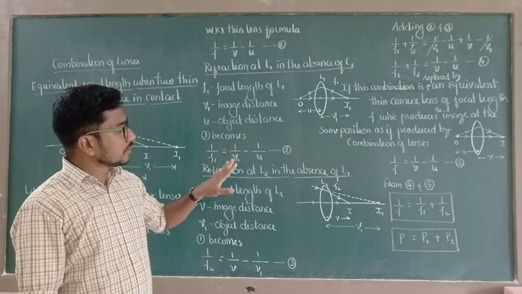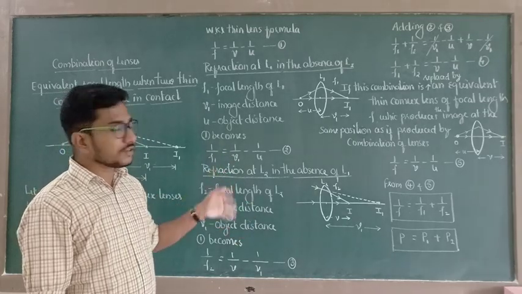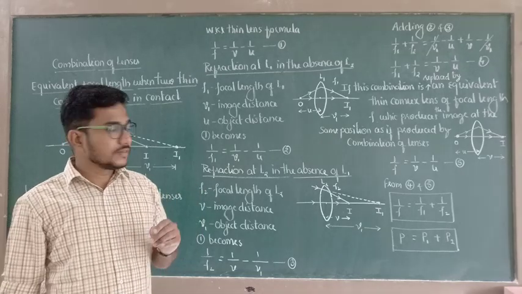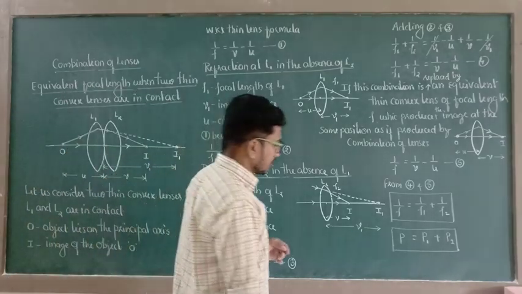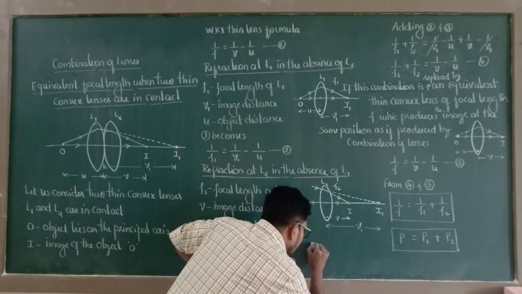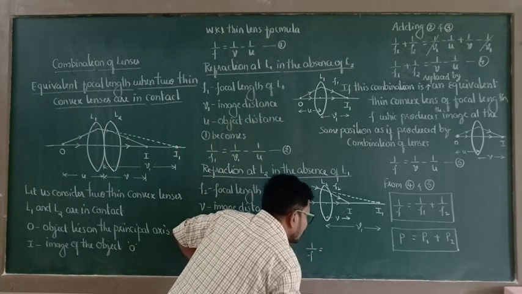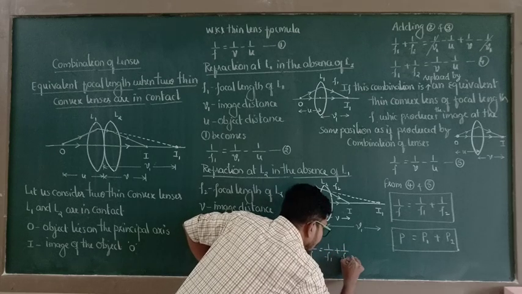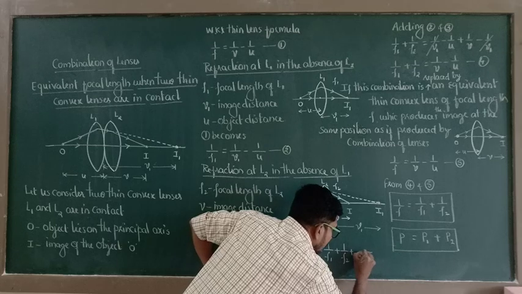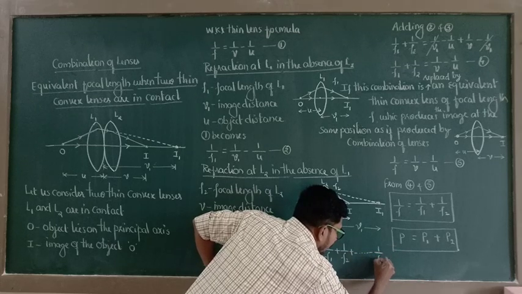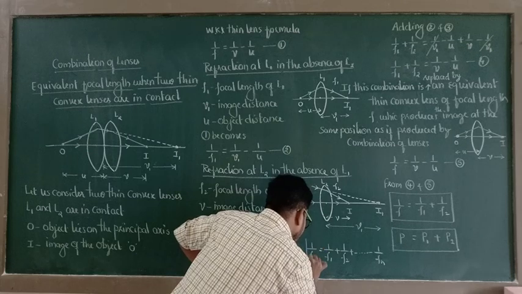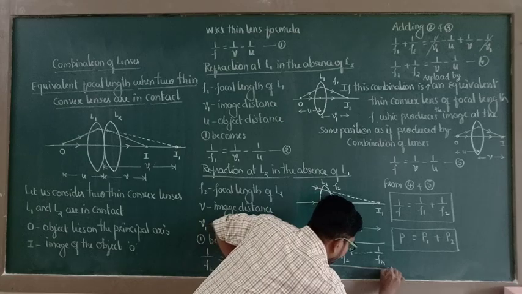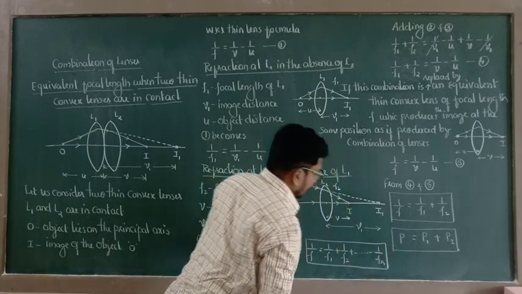If suppose n number of thin convex lenses are in contact coaxially, then for n number of lenses we will get 1 by F is equal to 1 by F1 plus 1 by F2 plus up to 1 by Fn. So this is the equation for effective focal length when n number of thin lenses are in contact.